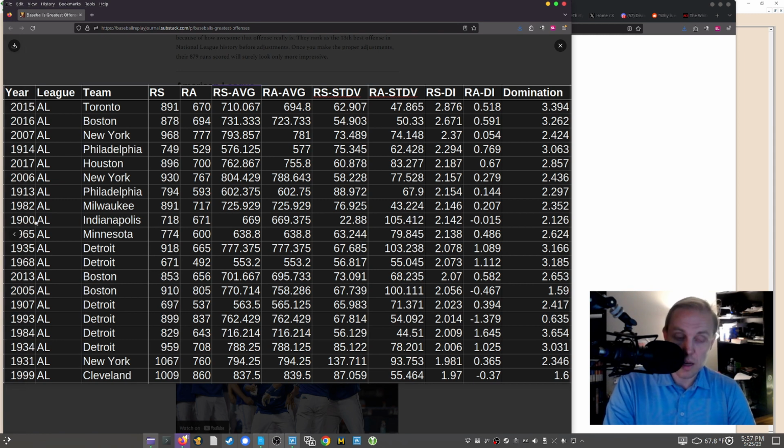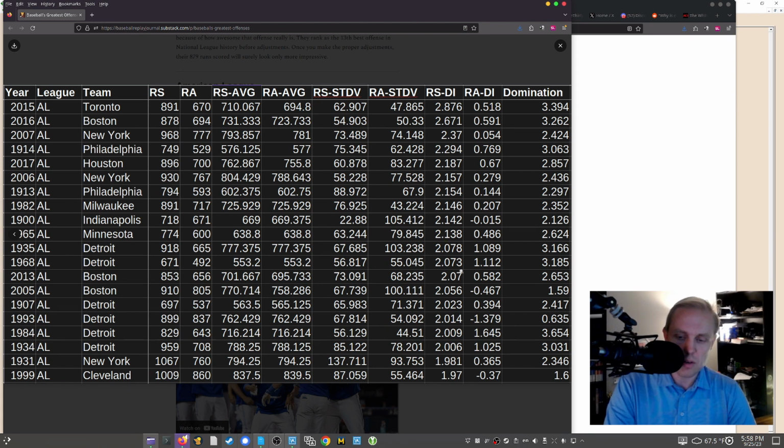Now, this is interesting. So I got runs scored and runs allowed statistics for the 1900 American League from a website that I'm not sure how it computed it. I'm not sure if it's fully accurate or not. But if so, the 1900 Indianapolis Hoosiers, who finished either third or fourth, are on that list as one of the most dominant offenses in American League history. Very, very interesting. Minnesota Twins of 65, you know about that team. 35 and the 68 Tigers.